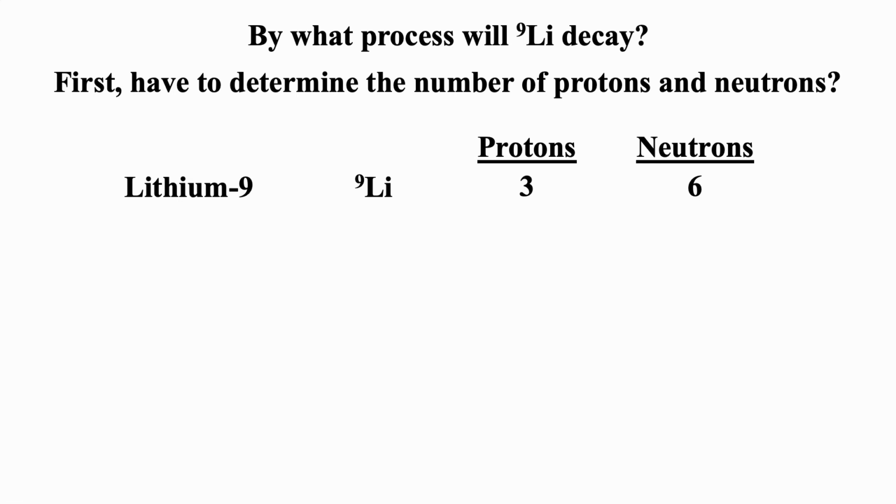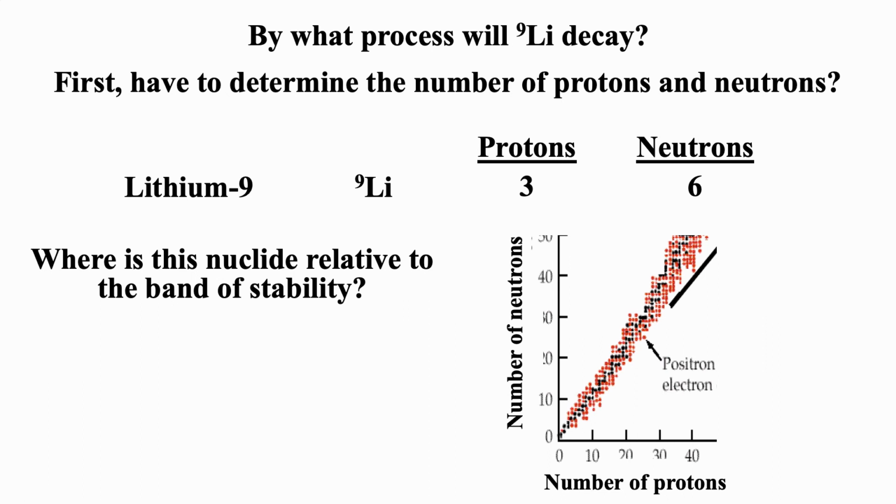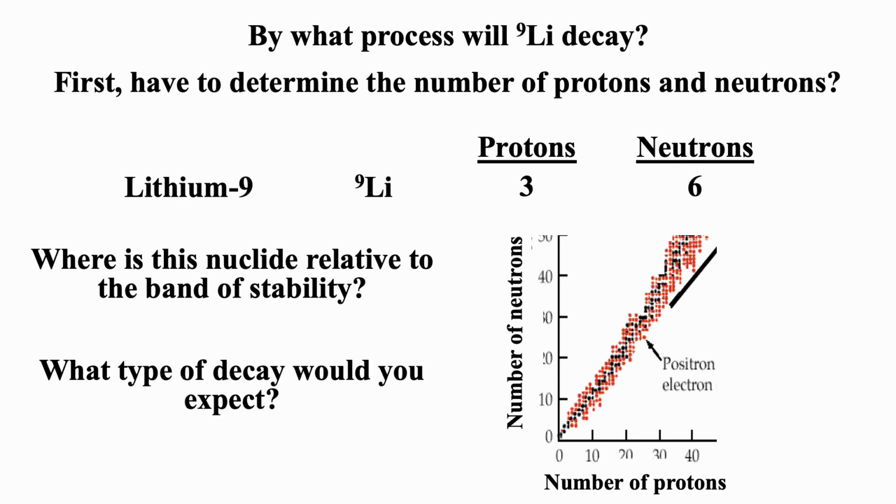Now there's 2 ways of doing it once we're here. One way is, okay, let's go to the band of stability and see where we're at relative to it. 3 protons, 6 neutrons, that would put us up here in the upper left corner. And so it's going to undergo decay, trying to get closer to the band of stability. That means a neutron is going to change into a proton. And so by beta decay, a neutron changes into a proton.